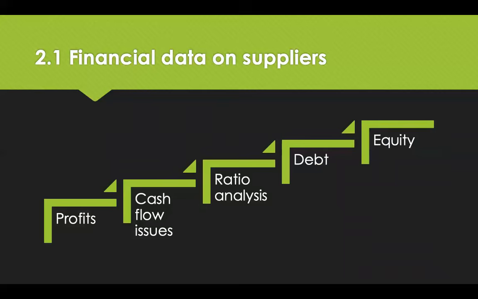So it's essential that potential suppliers are financially appraised at an early stage of the sourcing process. And if a buyer agrees to a contract with a financially unstable provider, this could result in a number of issues if the supplier is forced to cut cost to make their profit or even just survive. And this can include interrupted supply or decreased product quality. So when conducting supplier financial appraisals, you should consider the profits, cash flow issues, ratio analysis, debt, and equity.